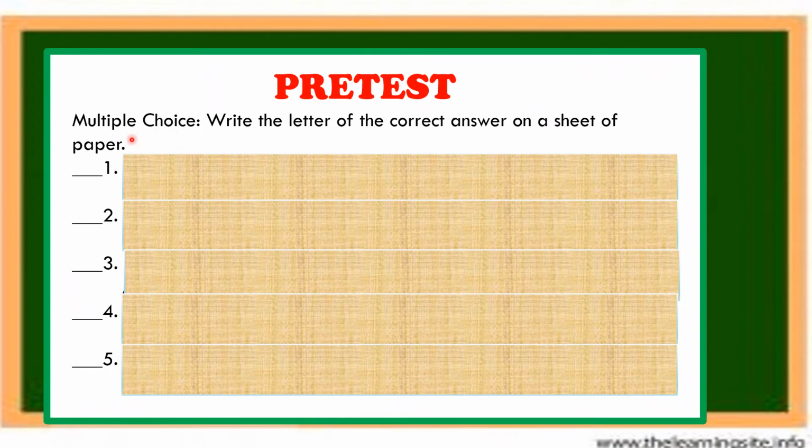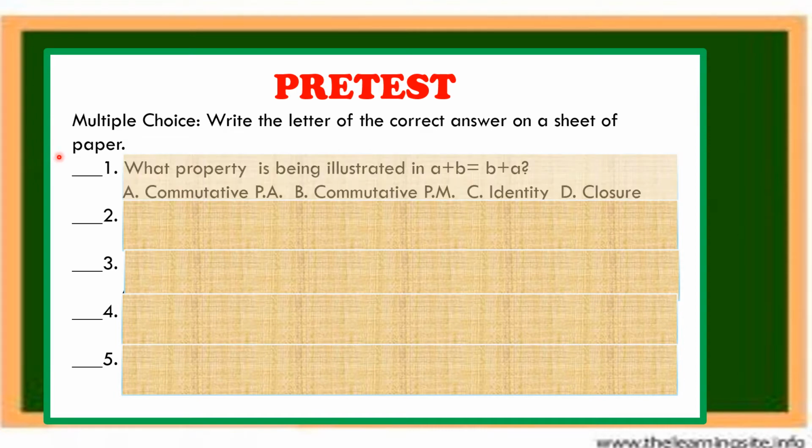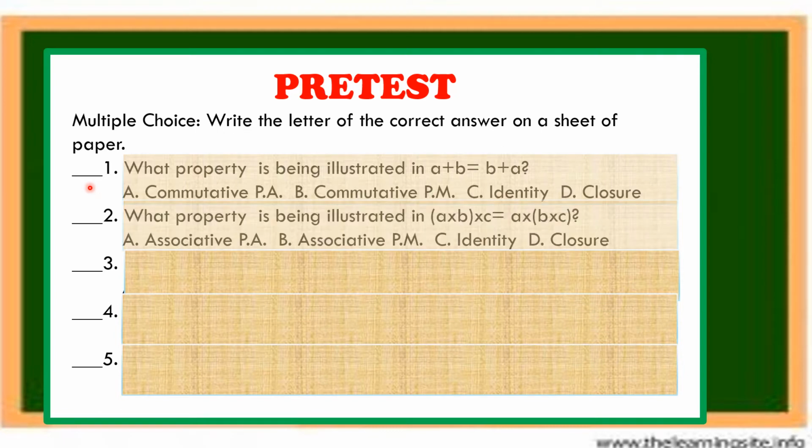So we will have a pretest, multiple choice. Write the letter of the correct answer on a sheet of paper. Number 1. What property is being illustrated in A plus B equals B plus A? Letter A, commutative property of addition. Letter B, commutative property of multiplication. Letter C, identity property. Letter D, closure property.